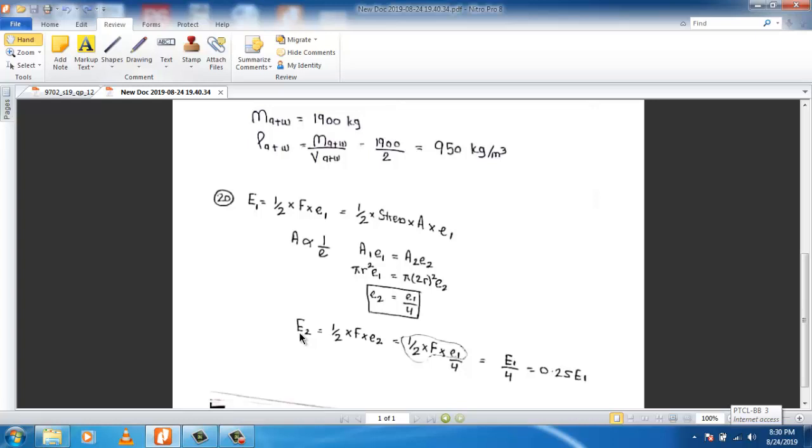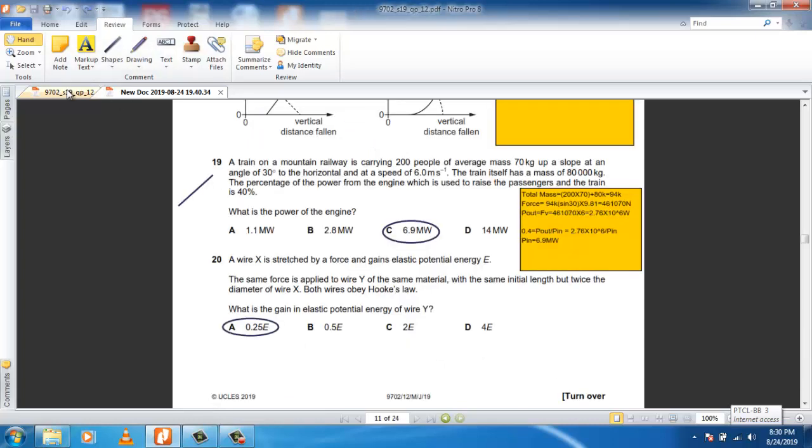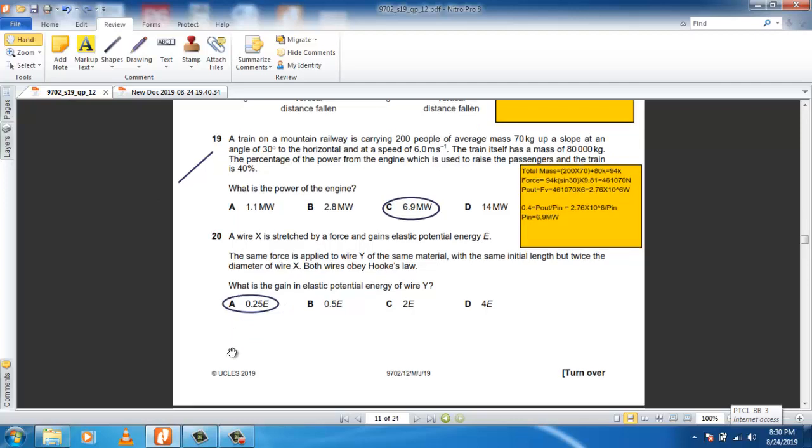So E2 becomes half times force times extension e2, and you know that e2 is e1 by 4. So half times F times e1 is E1, the initial elastic potential energy, so E1 divided by 4 becomes 0.25 E1. So E2, the elastic potential energy, becomes 0.25 E1. That's simple mathematics. Question 20, we got it. A.